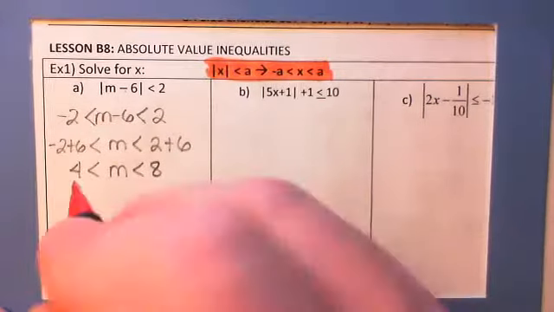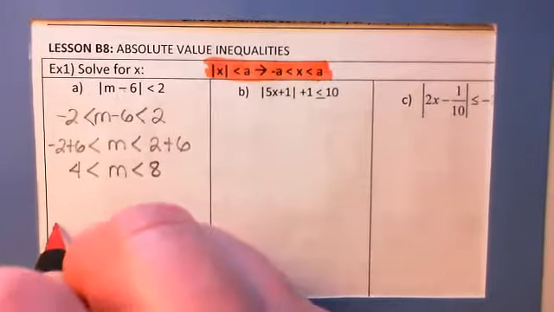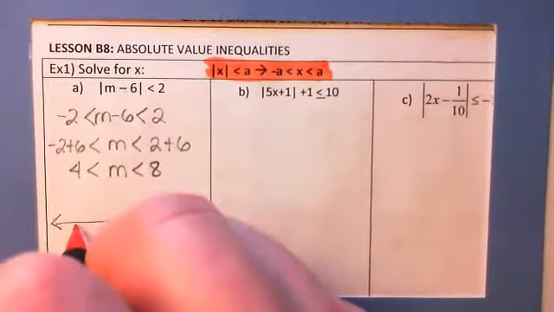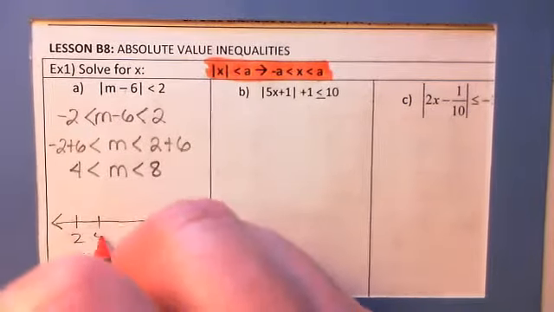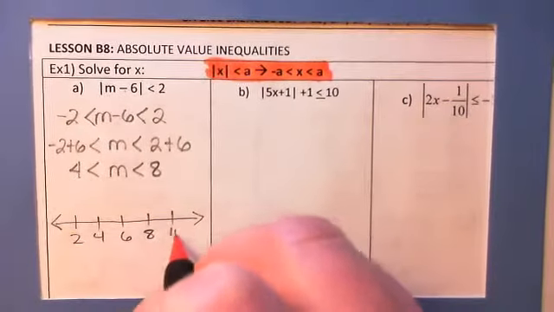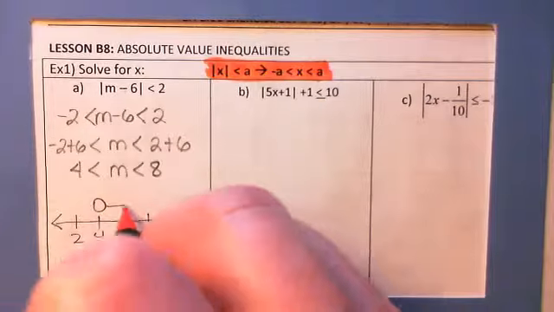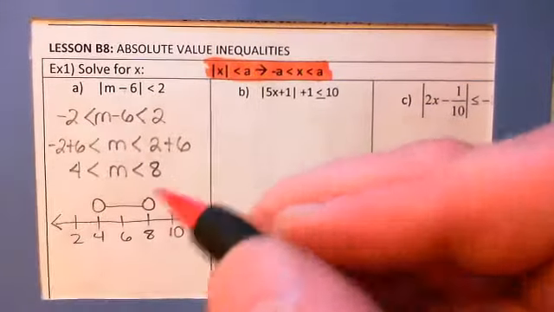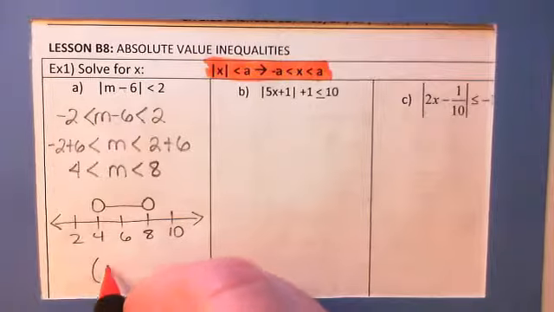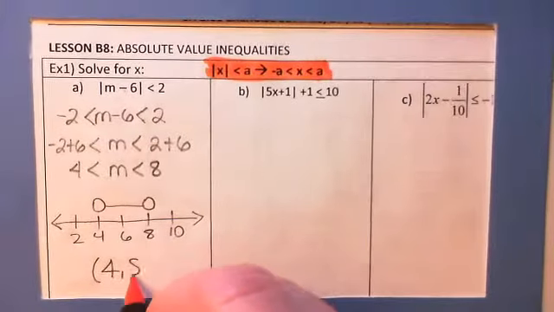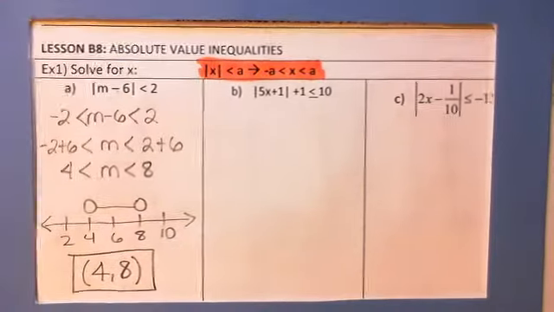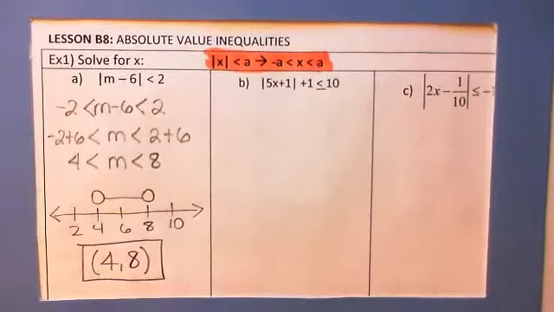Now what we're going to do is graph our answer. So let's say this is 2, 4, 6, 8, and 10. My answer is going to be in the interval from 4 to 8. And I'm going to write my answer in interval notation, which would be (4, 8). Very well. Let's go on to the next problem.